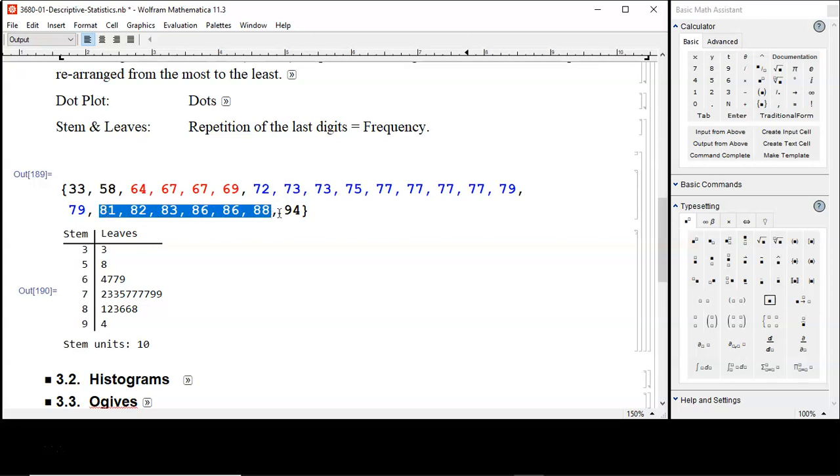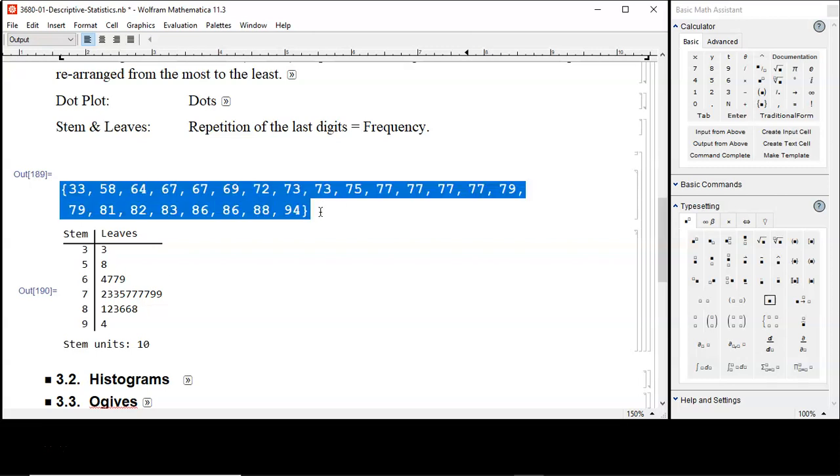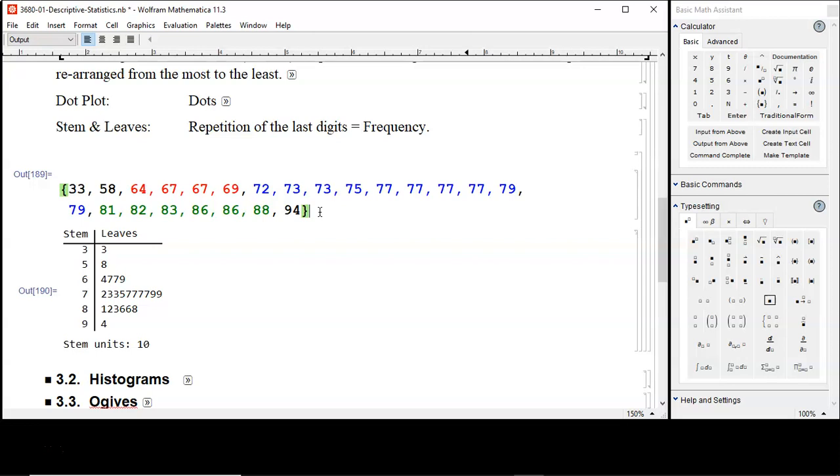Let's suppose that you can't see, pretend you don't see any of these, and try to retrieve the data from the stem and leaf display. Can you do it? They're all in 80s, and one digits are 1, 2, 3, 6, 6, 8. 81, 82, 83, 86, 86, 88. That shouldn't be too hard. So you can easily produce a stem and leaf display from the data set when it is sorted already. Or vice versa. From the stem and leaf display, you can retrieve the data.